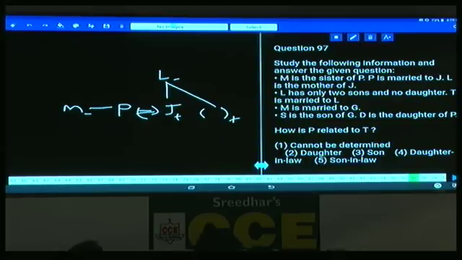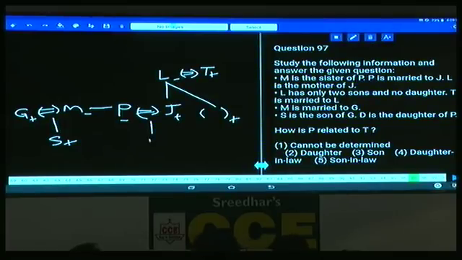T is married to L. As L is a female, T is a male. M is married to G. M is a female, hence G is a male. S is the son of G. And D is the daughter of P. J is a male and P is a female, D is the daughter of P. This is how D will be.